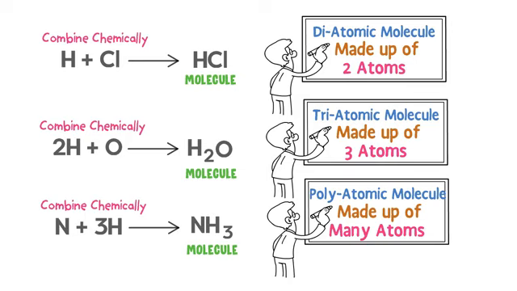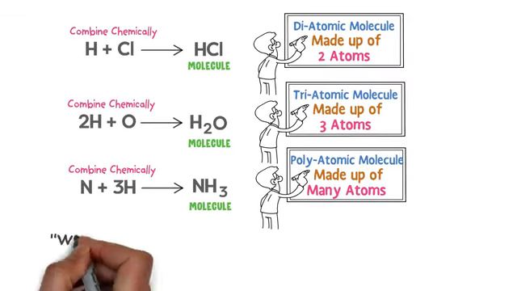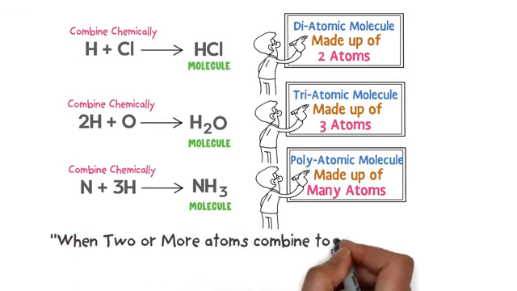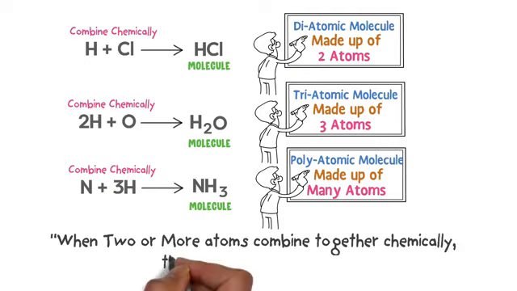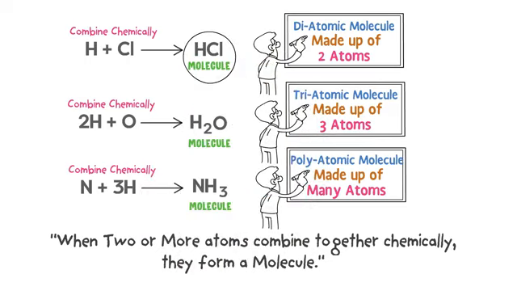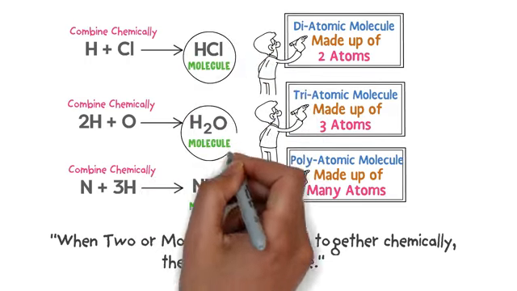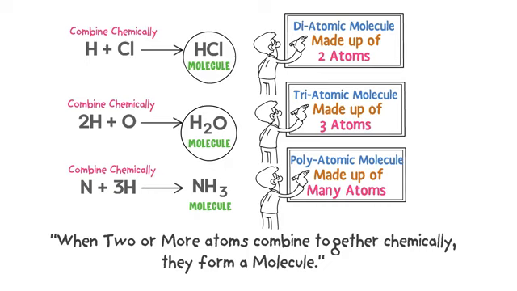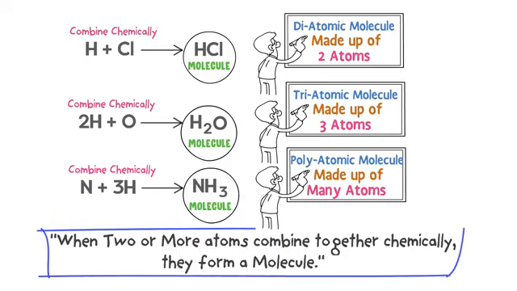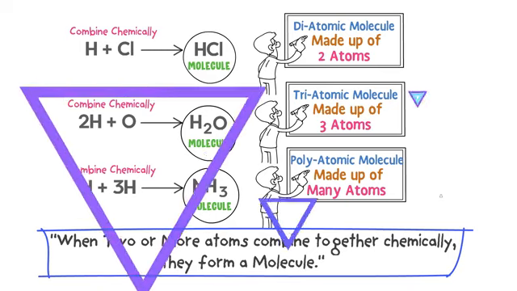So the first definition of a molecule is: when 2 or more atoms combine together chemically, they form a molecule. Like a diatomic molecule of HCl, a triatomic molecule of H2O, and a polyatomic molecule of NH3. Thus remember that when 2 or more atoms combine together chemically, they form a molecule.